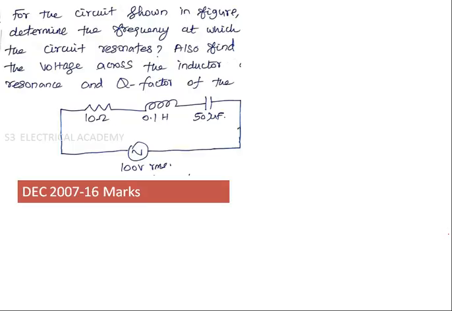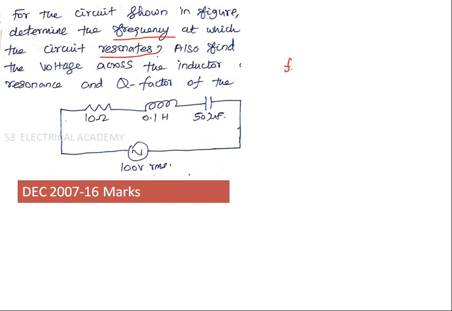So question number 1, December 2007. For the circuit shown in the figure, determine the frequency at which the circuit resonates. What is the meaning? The circuit resonant frequency is nothing but the frequency at which we get maximum power. So the frequency at which the circuit resonates is nothing but the resonant frequency. So we will just find out FR. What is the formula to calculate FR? FR is equal to 1 by 2 pi root LC.